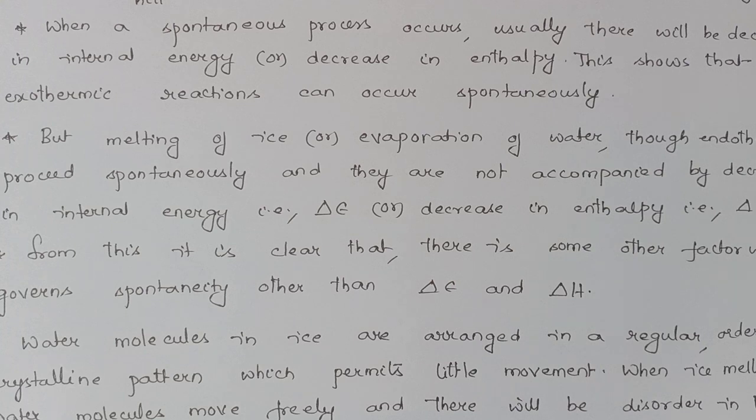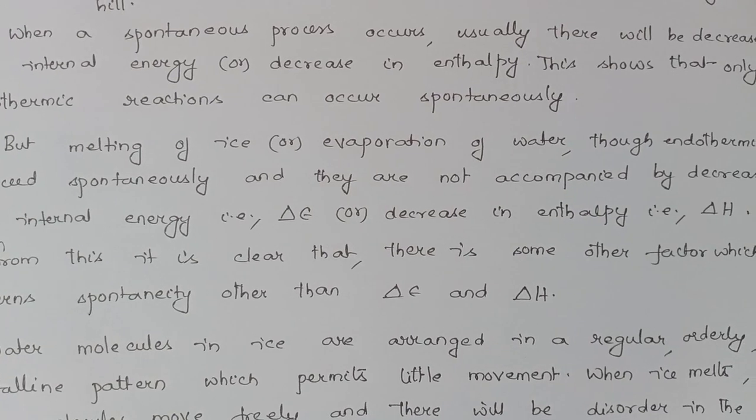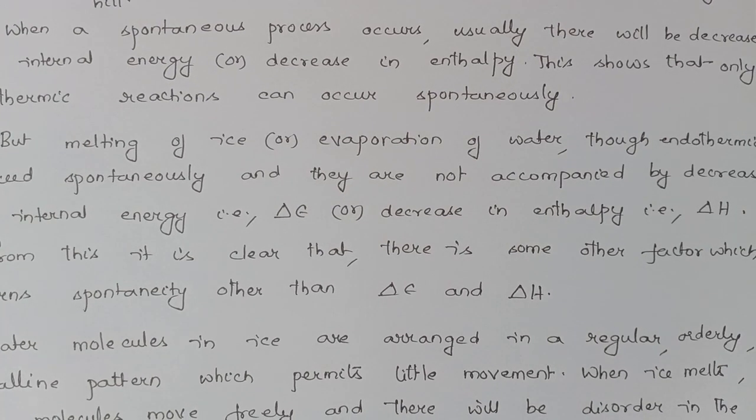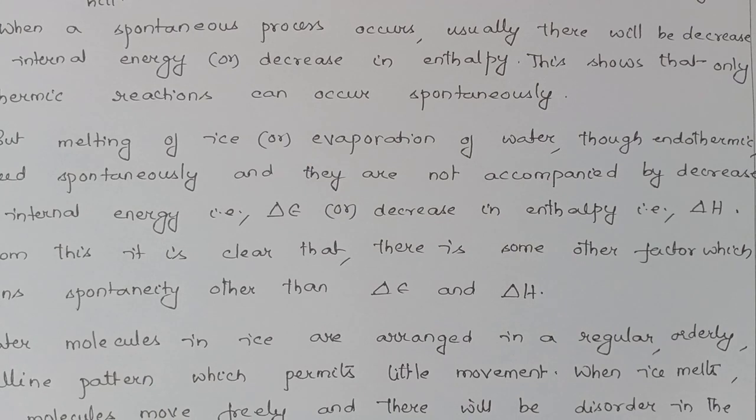spontaneously. But look at the next example. Taking the examples of melting of ice or evaporation of water, even though they are endothermic reactions, they proceed spontaneously. They are spontaneous processes and they are not accompanied by either a decrease of internal energy or a decrease of enthalpy. Decrease in internal energy we denote by delta E, and decrease in enthalpy we denote by delta H.